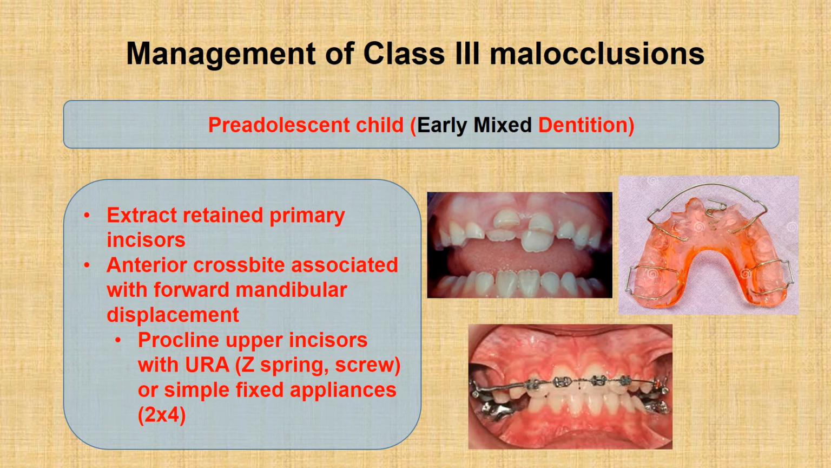This can be easily undertaken with a URA incorporating a Z spring or double cantilever spring or some form of screw. Or you can use simple fixed appliances. As we can see here, this is a 2 by 4 appliance. 2 by 4 means the 2 refers to the two molars which are banded and the 4 incisors which are bonded.